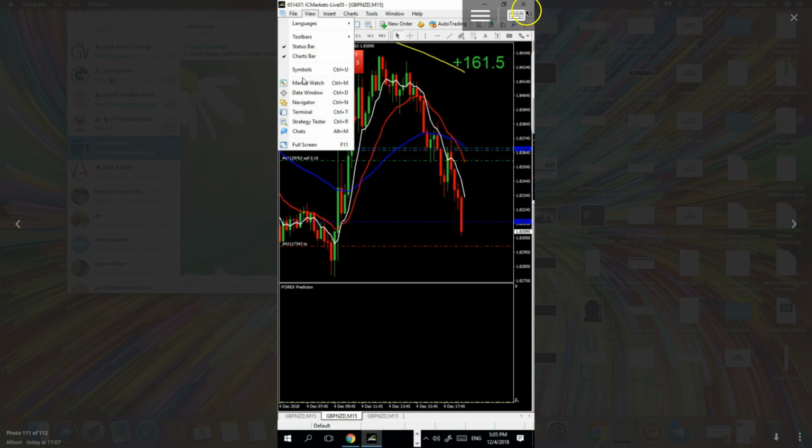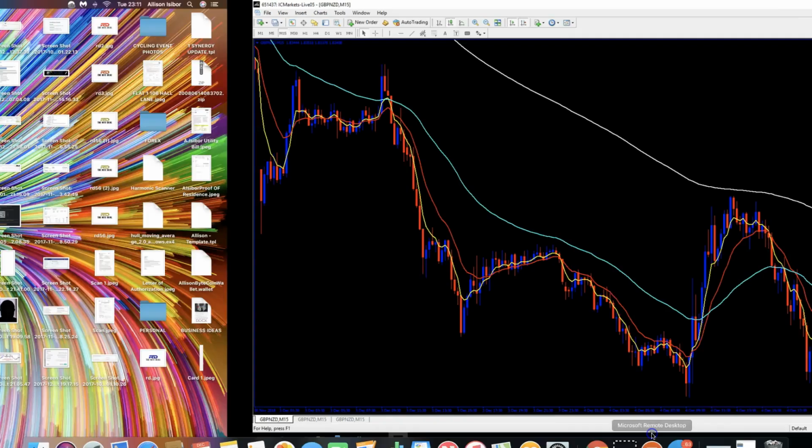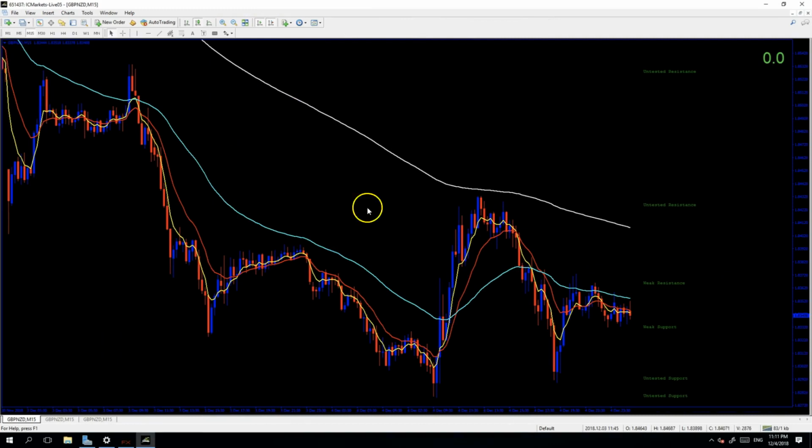Okay, so to show you this strategy, let me come back to my MT4, right? So this is the basic what you need for this strategy. You just need moving averages only, and then support and resistance. Okay, so I'm going to go to a blank.